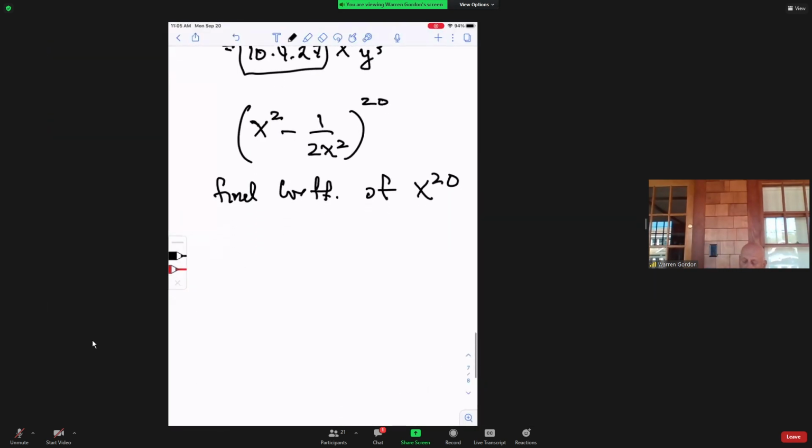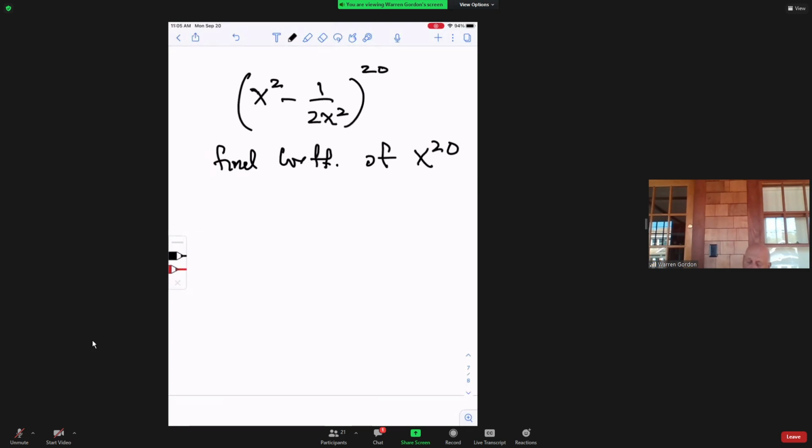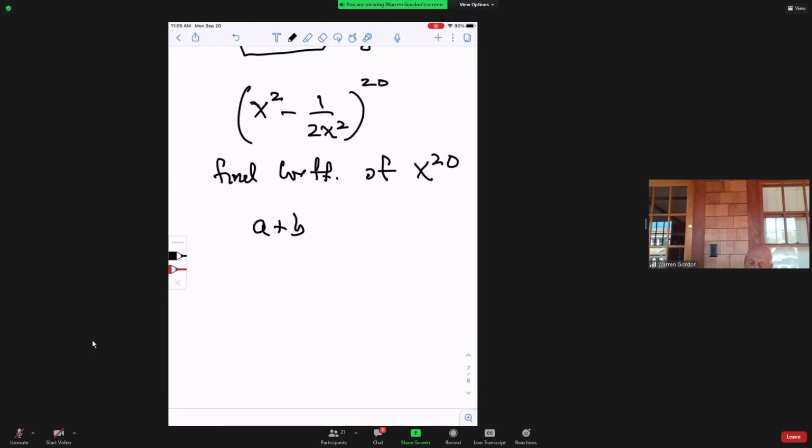Any term in this expansion would be of the following form: 20 choose k. This is the general term. Let me write this a little differently. If I think of this as being a plus b to the 20th, the general term would be 20 choose k, a to the k, b to the 20 minus k.